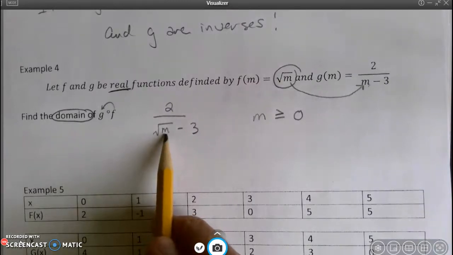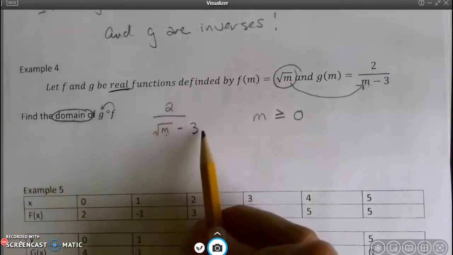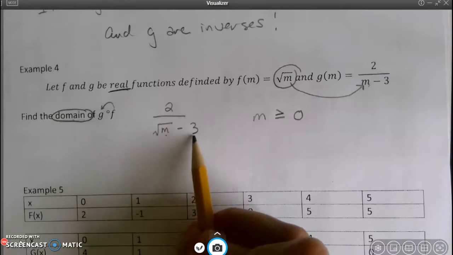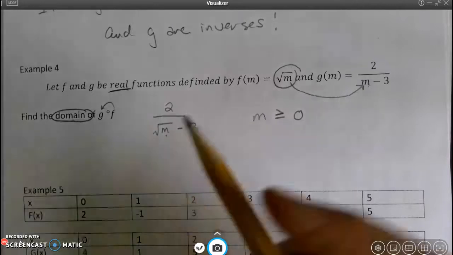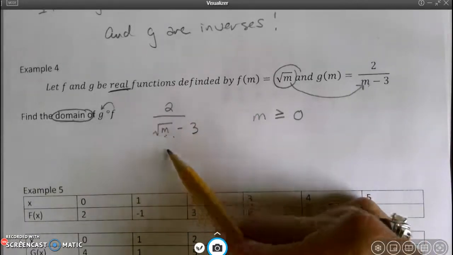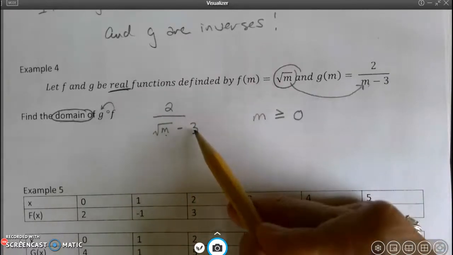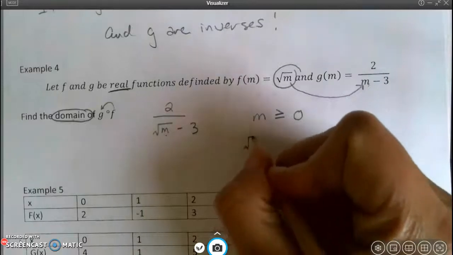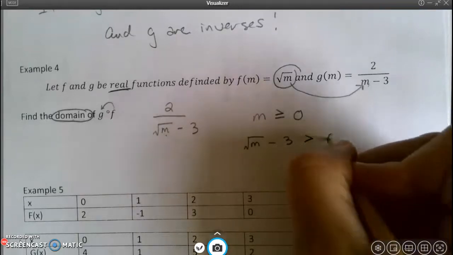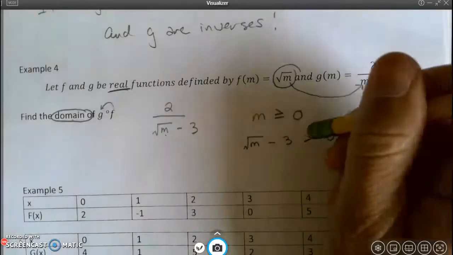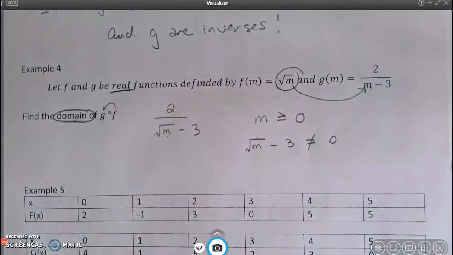Then I have another stipulation on my domain, because the denominator of a fraction can never be 0. So the only things that are going to give restrictions on domains are square roots and fractions. So if you have a variable in the denominator, you need to make sure that the denominator, the square root of m minus 3, can't equal 0.